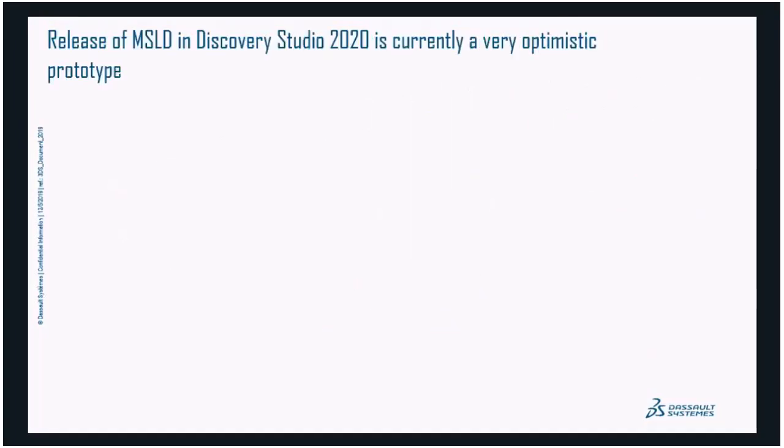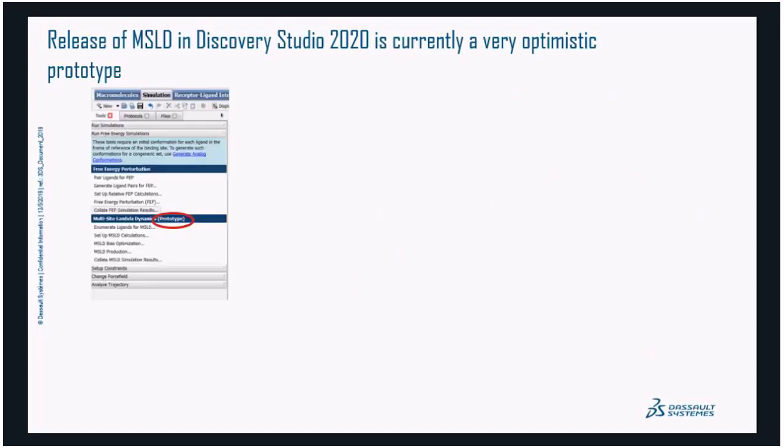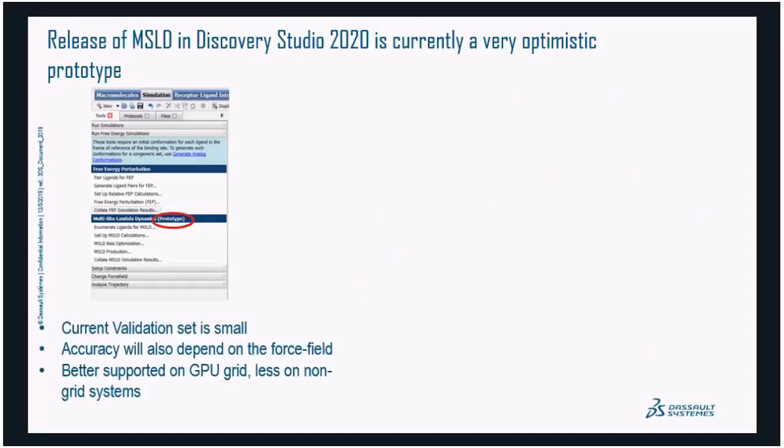And so the last thing I want to touch on for the rational small molecule design portion of this talk is that the release of MSRD in Discovery Studio 2020 is currently a very optimistic prototype. The validations that we currently have actually tried out with Discovery Studio is still very small.